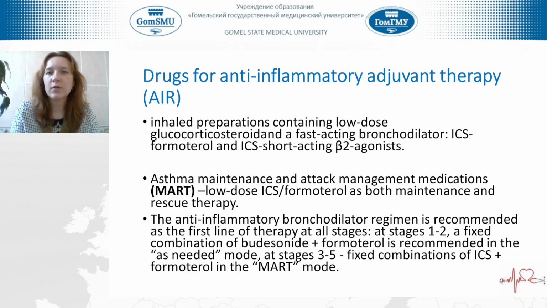Drugs for anti-inflammatory reliever therapy: inhaled preparations containing low-dose glucocorticosteroids and a fast-acting bronchodilator, formoterol, or a combination of glucocorticosteroids with a short-acting beta-2 agonist. MART: this is low-dose glucocorticosteroid and formoterol as both maintenance and reliever therapy. The anti-inflammatory reliever regimen is recommended as the first line of therapy in all stages. Stages 1 and 2: a mixed combination of budesonide together with formoterol is recommended in the as-needed mode. Stages 3 to 5: a mixed combination of glucocorticosteroids and formoterol in the MART mode.